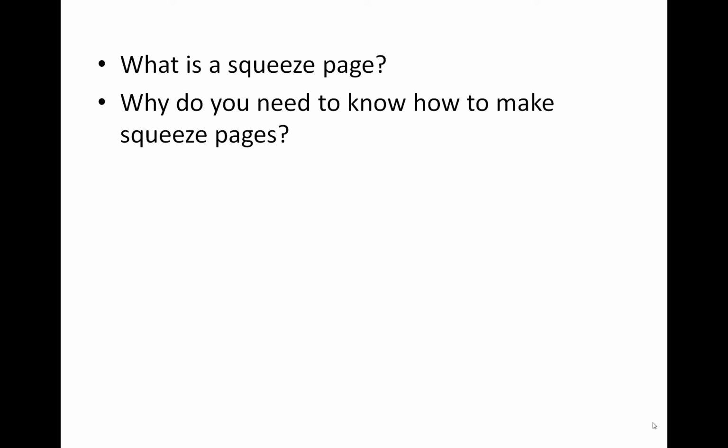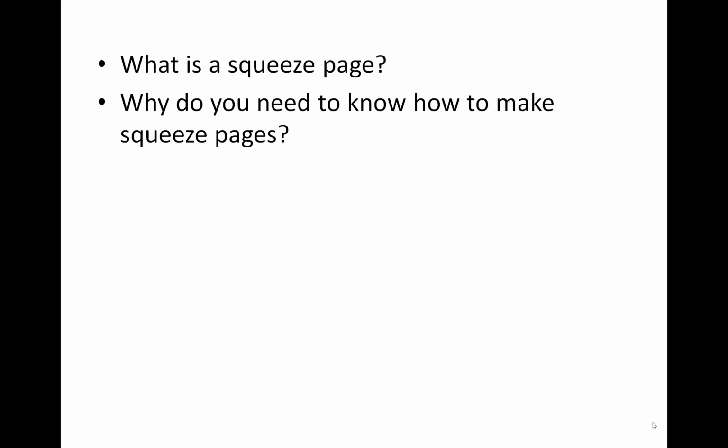So why do you need to know how to make squeeze pages? Because it's one of the biggest, most important pieces of the entire pie when it comes to making money online. The money is certainly in the list, and a squeeze page is where you build that list. This is one of the techniques that works like a charm. So it's important to understand how to make squeeze pages.